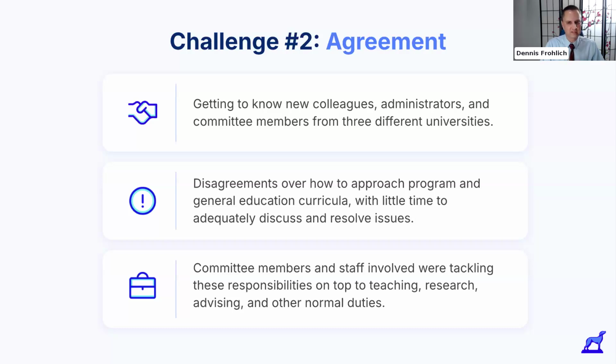And then committee members and staff members, in addition to all of these curriculum things that we were trying to get done, we still had our normal teaching loads. We still had to do research. We still had to advise students and all the other normal duties that need to be done to make the university function. And so this was basically a lot of added work on top of the normal work level. And that created some stress among our colleagues because we weren't always aligned on the same page when it came to the proper path forward.